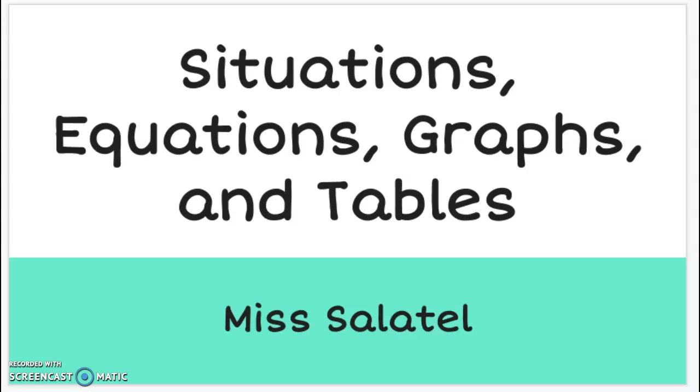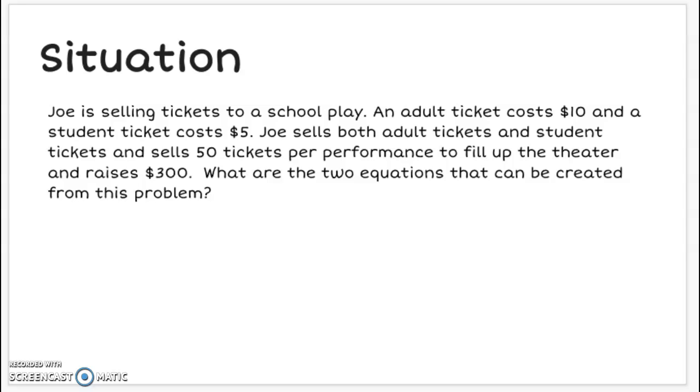Hi again. So now that we've talked about the three-read strategy, we are going to apply that to a situation and find the equation, graph, and table for that situation. So let's read the situation that I've been given. Joe is selling tickets to a school play. An adult ticket costs $10 and a student ticket costs $5. Joe sells both adult tickets and student tickets and sells 50 tickets per performance to fill up the theater and raises $300. What are the two equations that can be created from this problem?